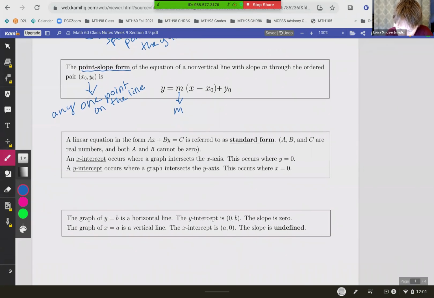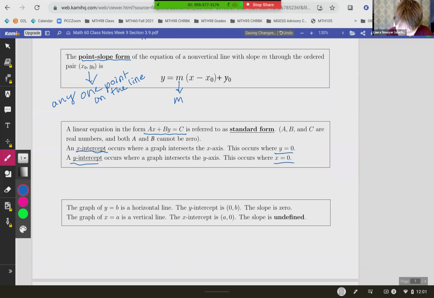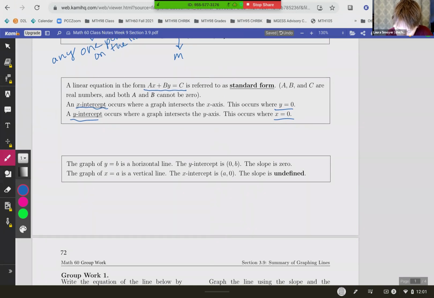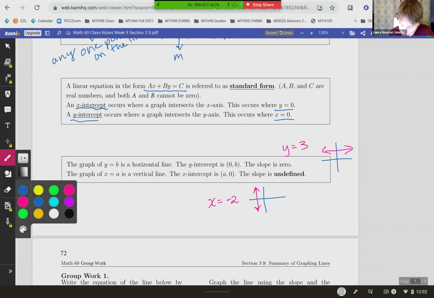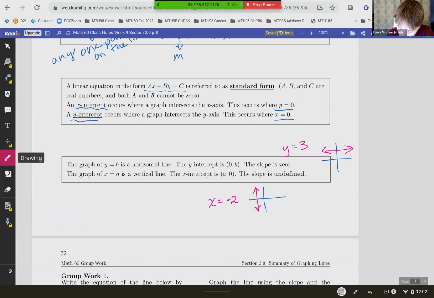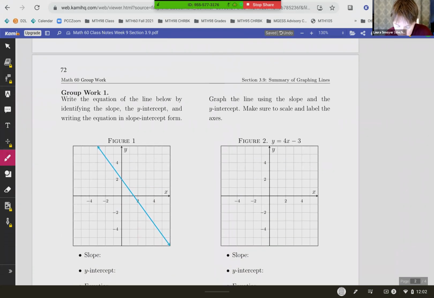Then we also have standard form of a linear equation, ax plus by equals c. And in that form, we can find the x-intercept by setting y equal to 0, or find the y-intercept by setting x equal to 0. We have two special cases, a horizontal line, and in a horizontal line, it will be a very short equation, y equals whatever that constant value of y is. For instance, y equals 3. And then we have a vertical line. Again, that will be a very short equation, x equals whatever that constant x value is, for instance, -2. All right, so we're going to try to use all of these things together in this section.